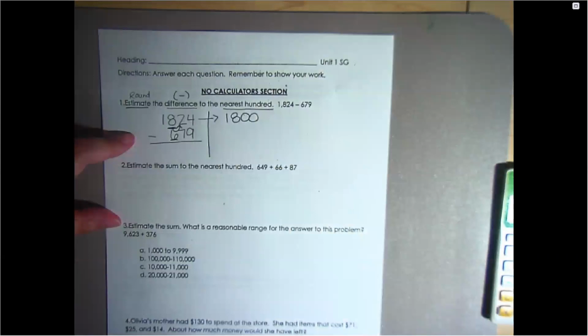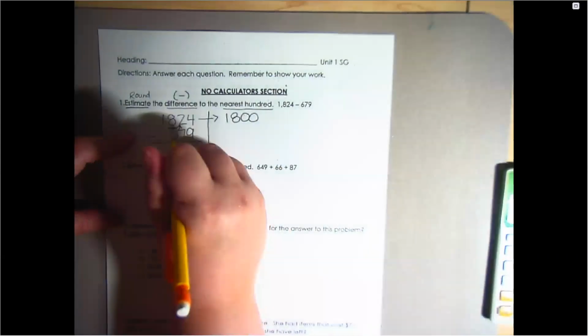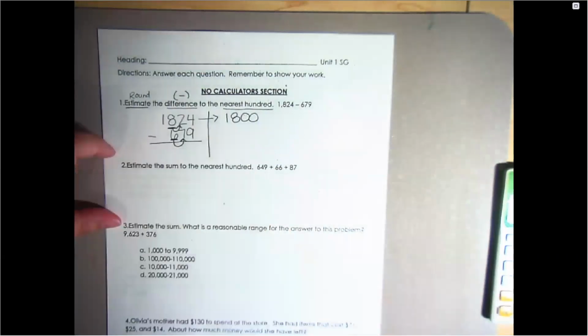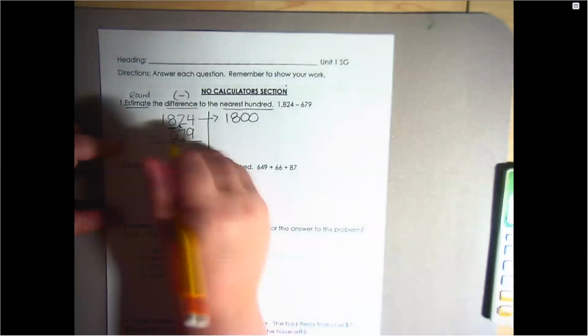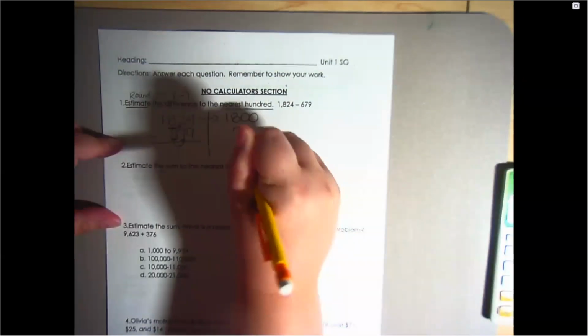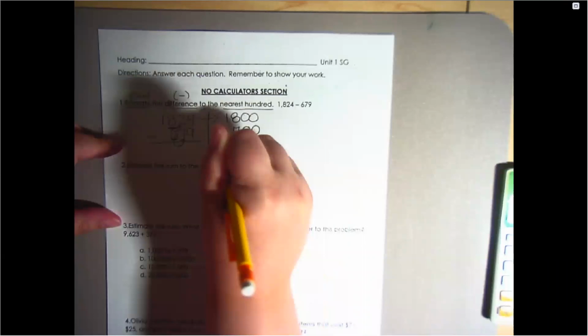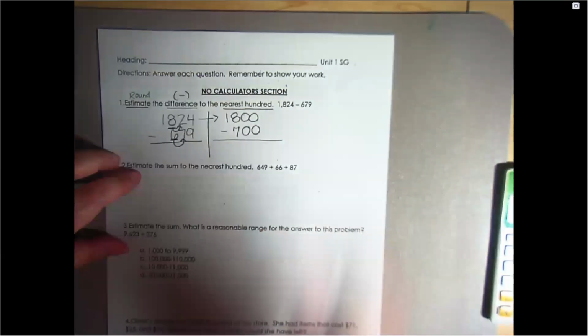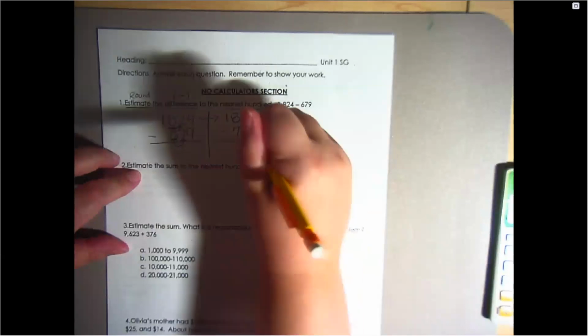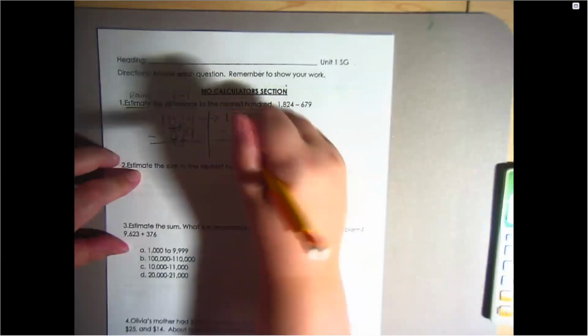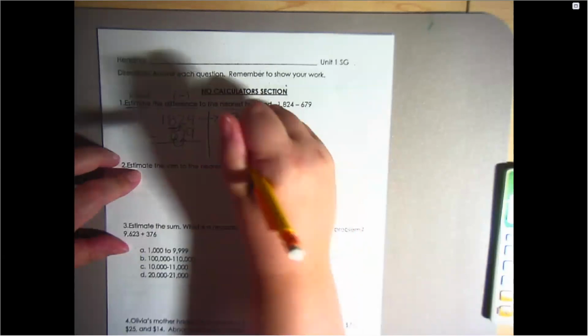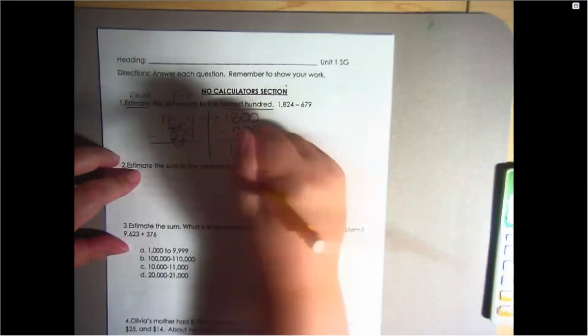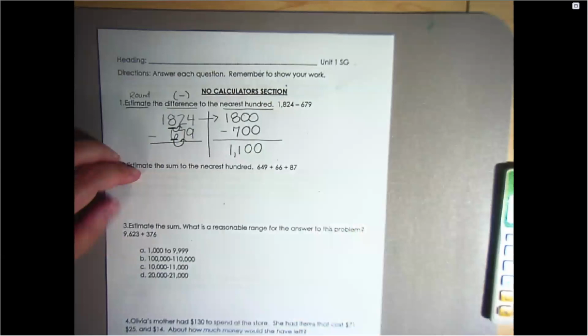Looking at my second number in the problem, the 6 is in the hundreds place, so I look to the right. It's a 7. 5 or more, raise the score. So the 7 is telling my 6 to round up to a 7, so 679 rounds to 700. And now I'm going to subtract. 0 minus 0 is 0. 0 minus 0 is 0, 8 minus 7 is 1, and 1 minus 0 is 1. So the answer to number 1 is 1,100.